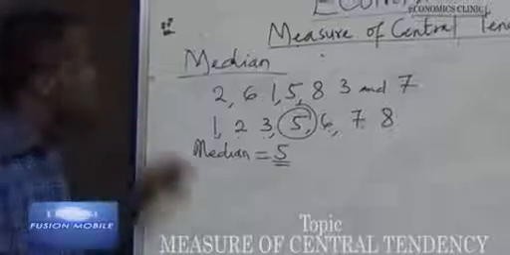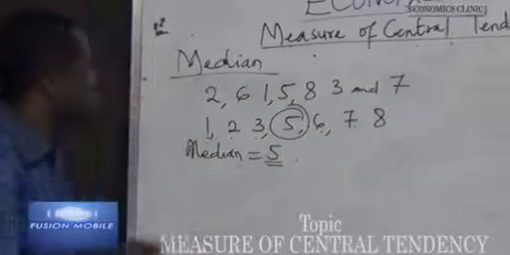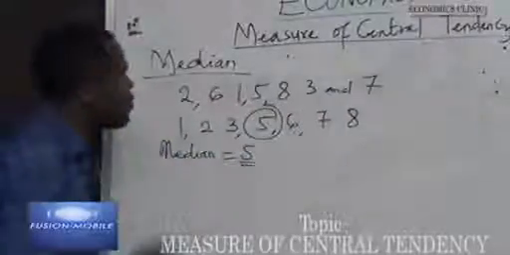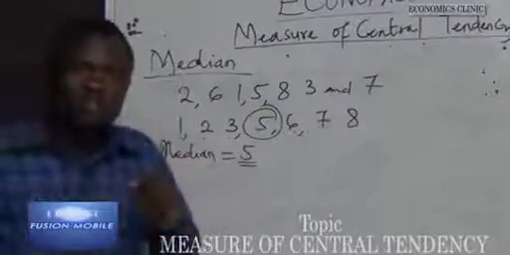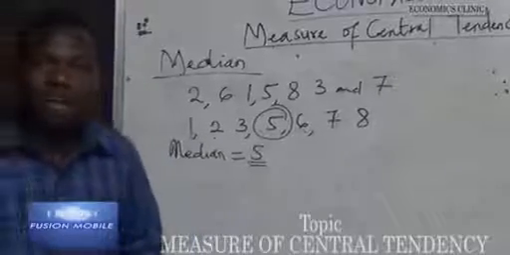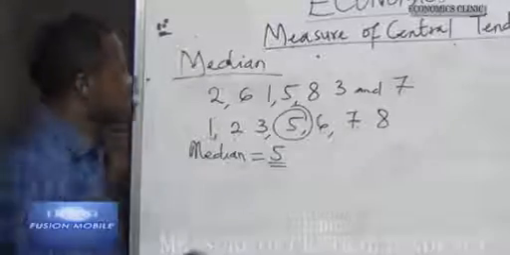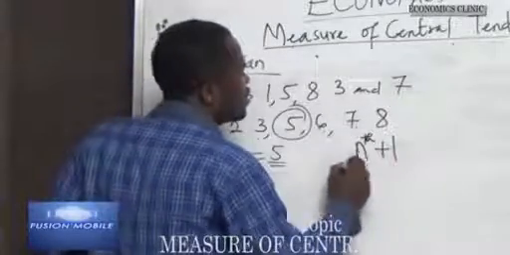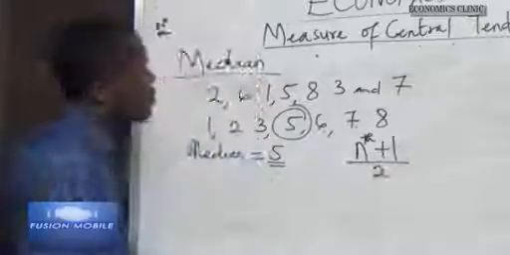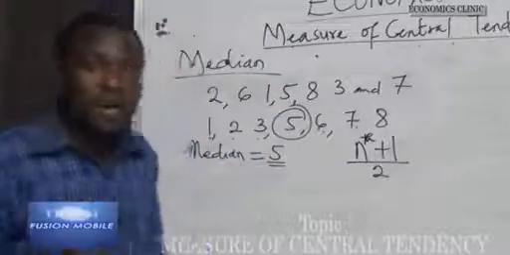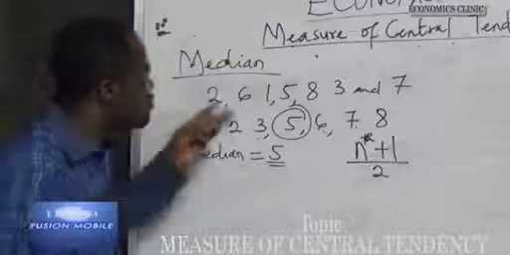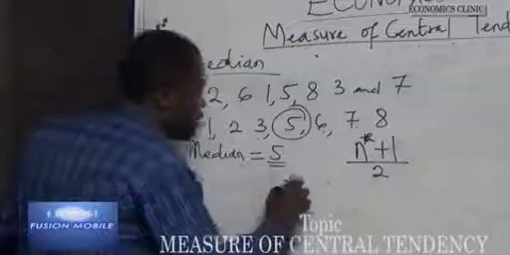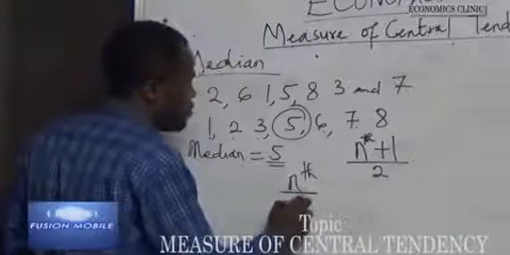Sure. Now from this example you can see, if you count this distribution 1, 2, 3, 4, 5, 6, 7, we have 7 numbers, which is an odd number. In the case of an odd number, this formula is applied: (n + 1) divided by 2. But in the case of an even number, that is when you have a set of distribution that is even, you have the formula n divided by 2.